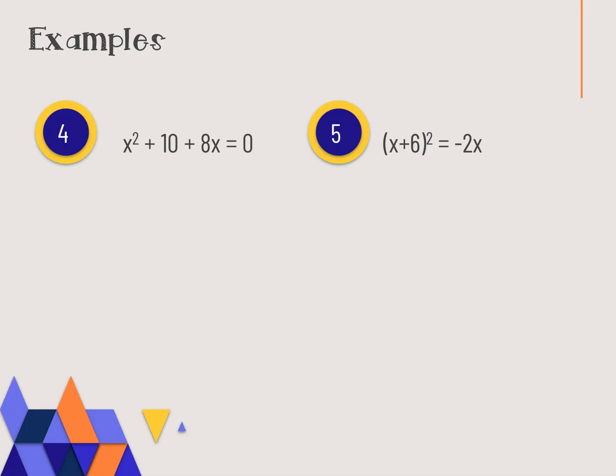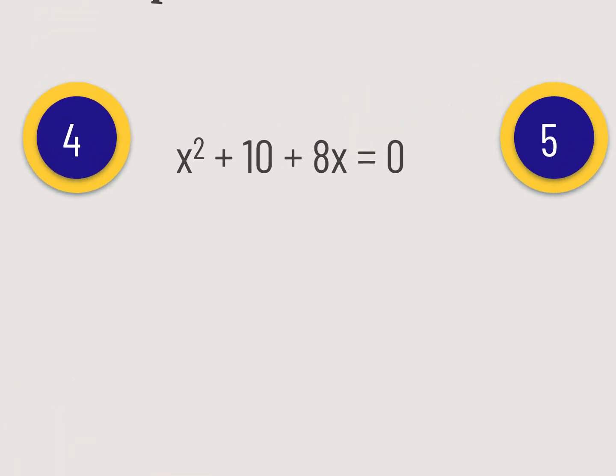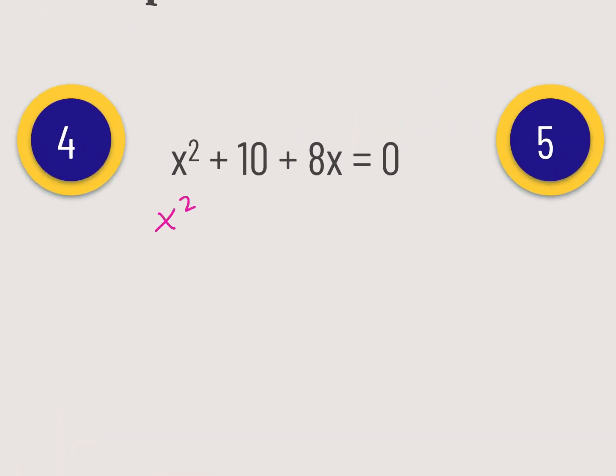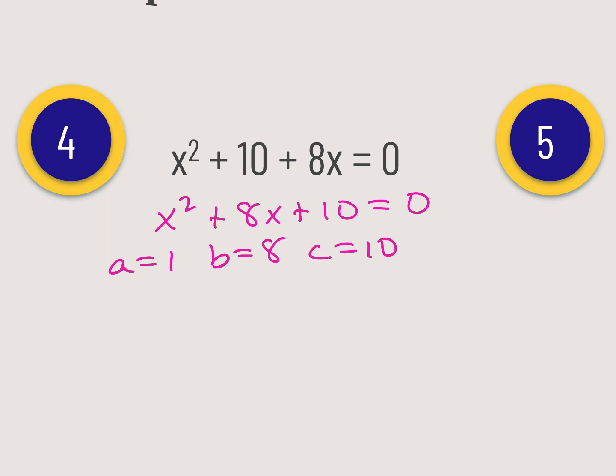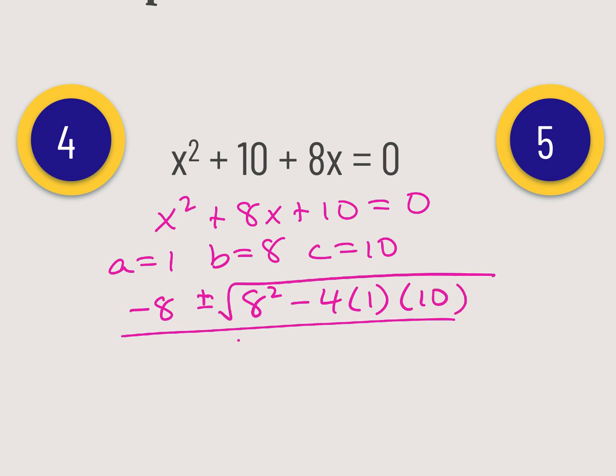Next one. Always make sure that your equation's in standard form. This is a trick question. It sort of looks like it's in standard form, but remember the x term needs to be in the middle. So if you want to pull out the correct b and c, make sure you do that. So my a is 1, my b is 8, my c is 10. Plug it into the formula: opposite of b, plus or minus the square root of b squared minus 4 times a times c, divided by 2 times a.